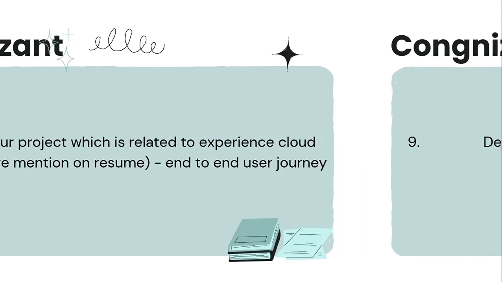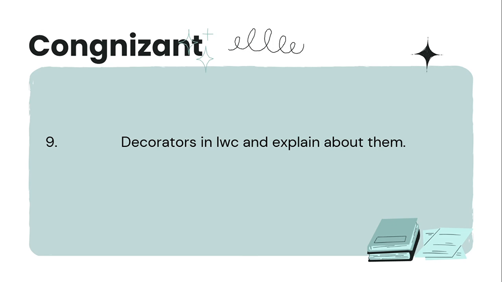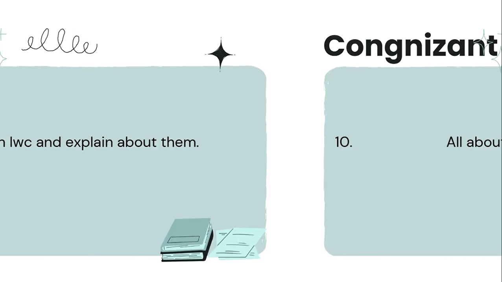Next, the decorators in LWC, and explain them. There are 3 types of decorators in LWC: wire, track, and API. API is used for exposing a property for communication between parent and child, track makes the property reactive, and wire is used to get data from the backend. When we need to get data from Salesforce, we can use wire for that as well. So it was all related to decorators in LWC.